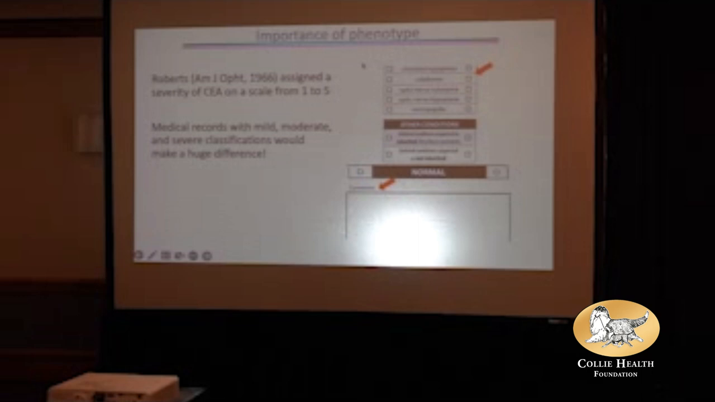Concerning the phenotype, some of the data we received was a bit partial. Roberts, the paper that I cited as seminal for the Collie anomaly, originally assigned a severity on a scale from 1 to 5. But even today, if all the reports that we received had a classification of mild, moderate, or severe, it would help immensely. It would be a great support for what we do.